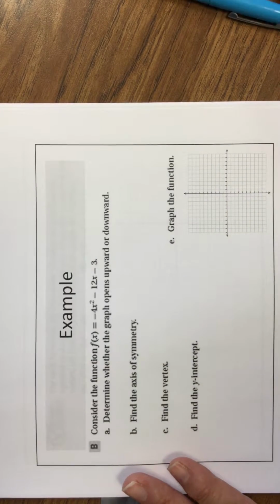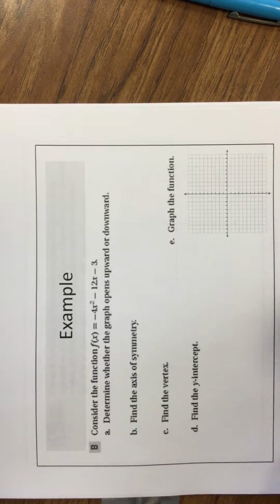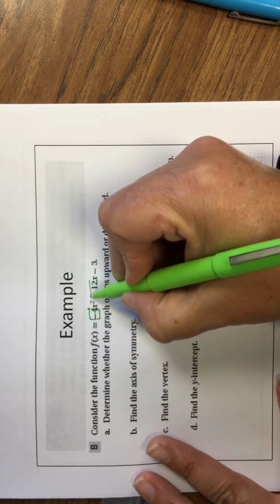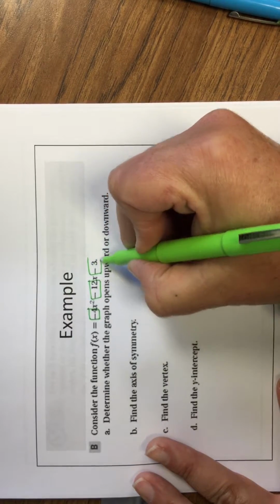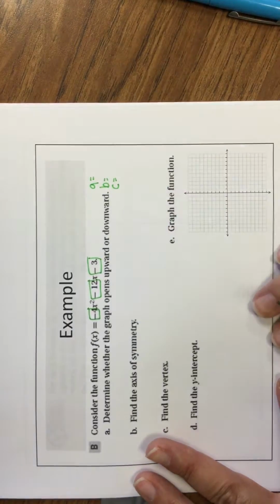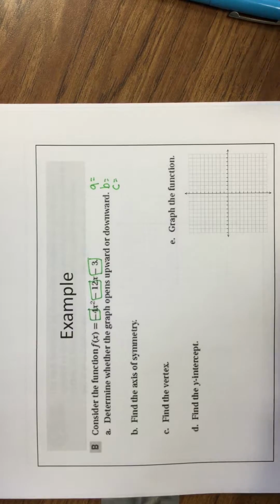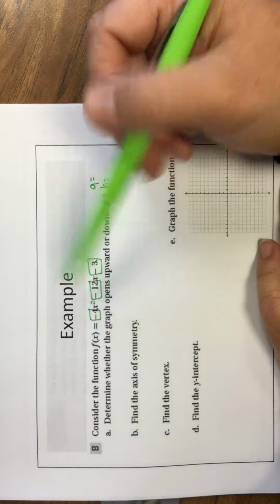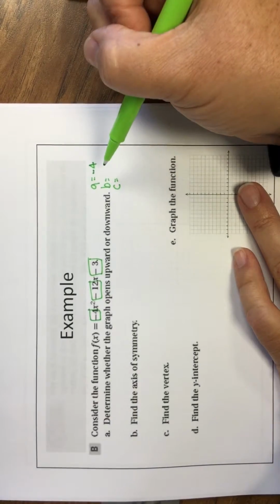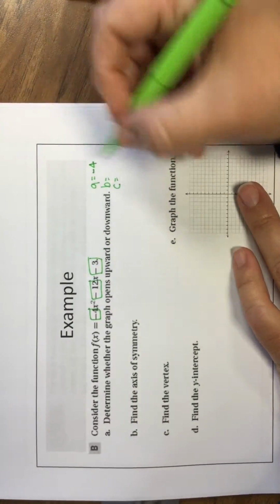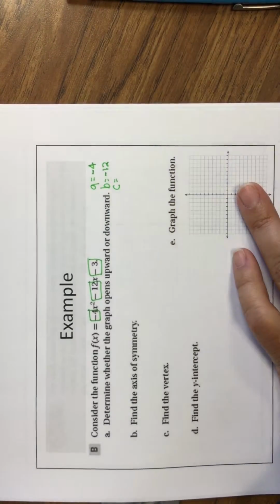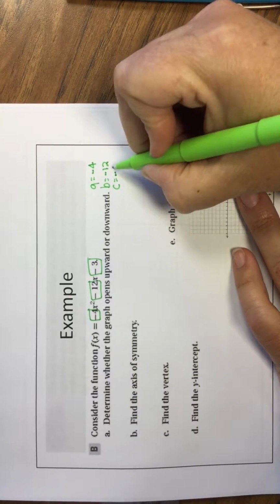So the very first thing I want to do is make a list. I need to find my A, my B, and my C. So let's make a list: A, B, and C. My A is hooked to the x squared, so in this case, the number that's hooked to x squared is -4. My B is hooked to the x with the single power, so it's -12. And C is the constant that's by itself, and in this case, that would be -3.